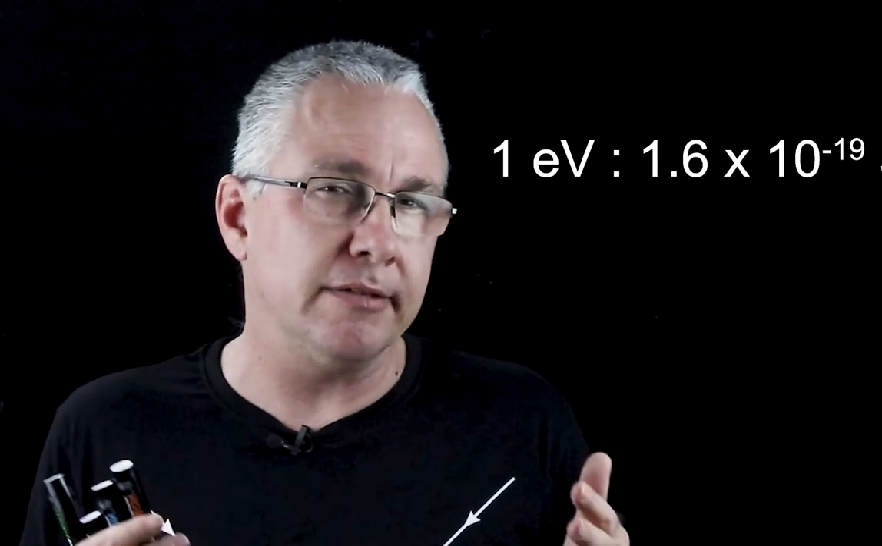Hi, in my previous video I discussed the electron volt. That is, the electron volt is a unit for energy and it's equivalent to 1.6 by 10 to the negative 19 joule. But why do particle physicists refer to the electron volt as a unit for mass?